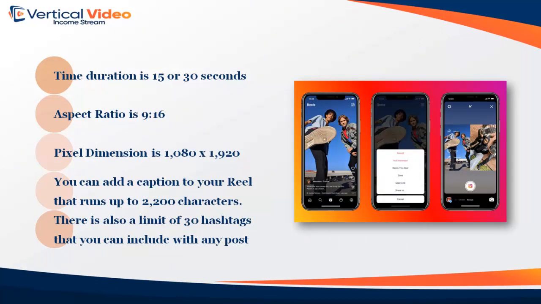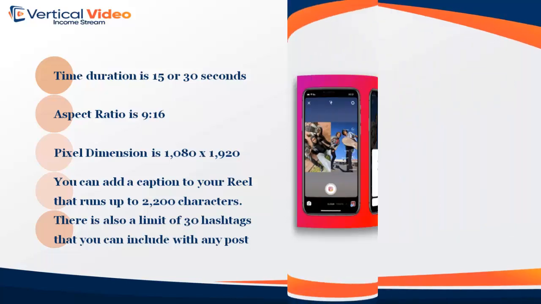Aspect ratio is 9:16. Pixel dimensions is 1080 by 1920. You can add a caption to your reel that runs up to 2,200 characters. There's also a limit of 30 hashtags that you can include with any post.